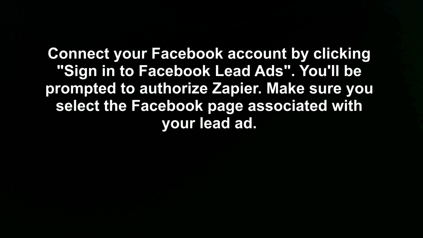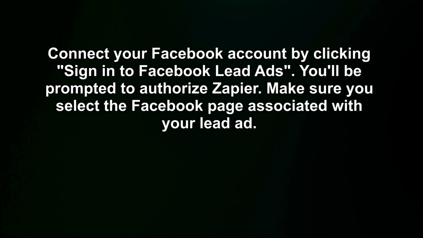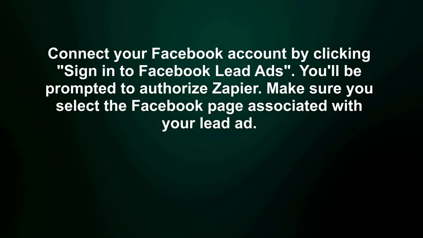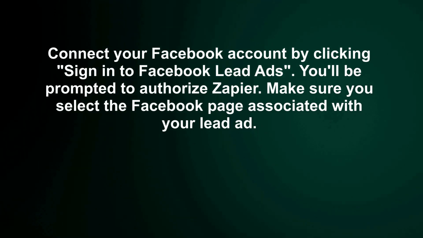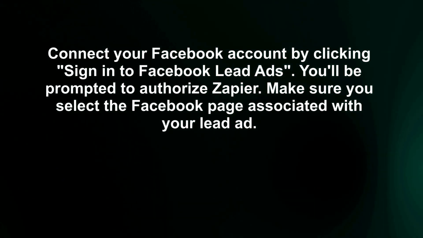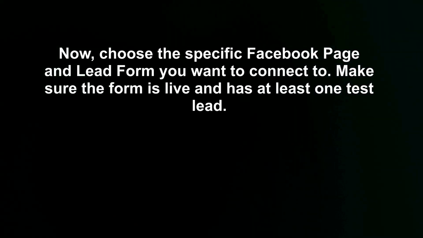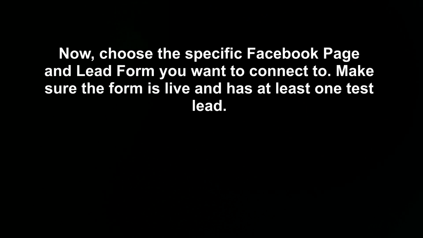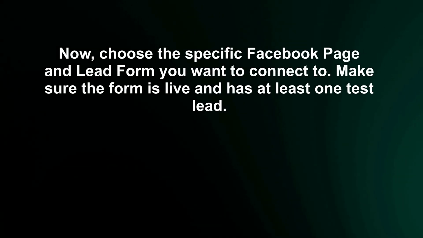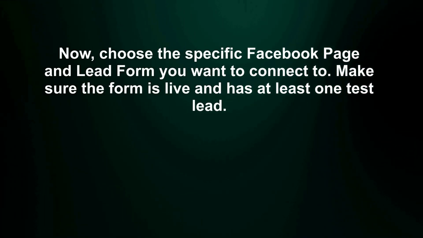Click Continue. Connect your Facebook account by clicking Sign into Facebook lead ads. You'll be prompted to authorize Zapier. Make sure you select the Facebook page associated with your lead ad. Now, choose the specific Facebook page and lead form you want to connect to. Make sure the form is live and has at least one test lead.